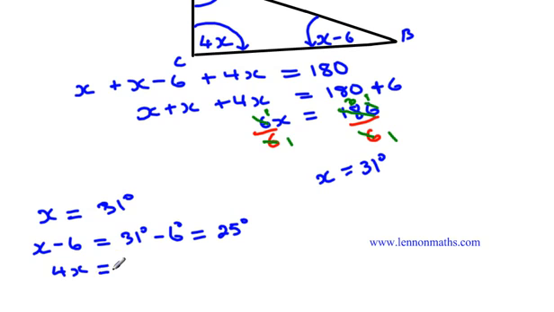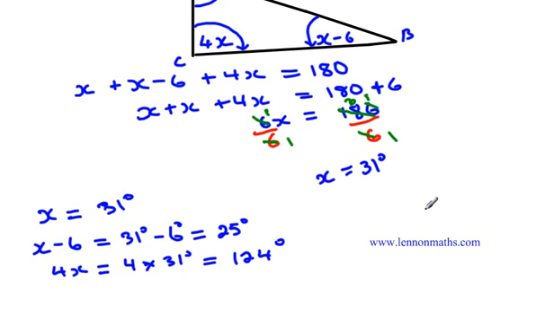The next one is 4 times the value of X, which is 4 times 31 degrees. 4 times 30 is 120, and plus 4 is 124. In other words, 4 times 1 is 4, and 4 times 3 is 12. And those are my 3 angles.